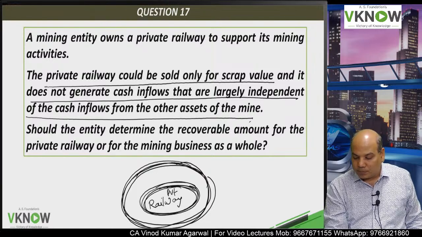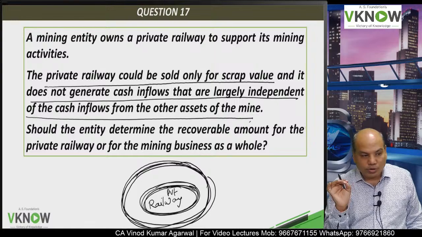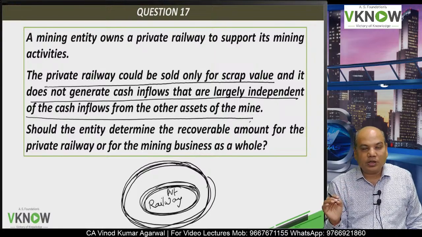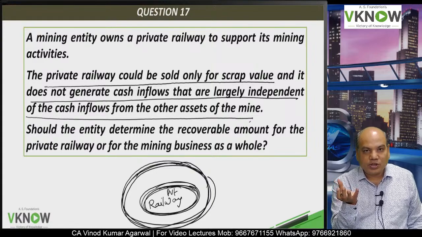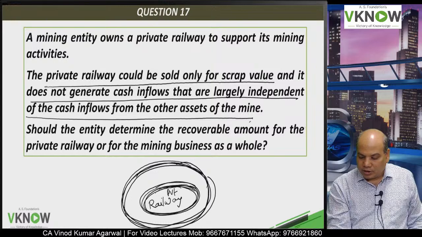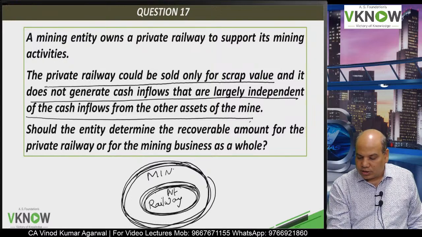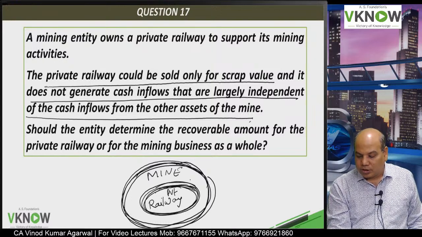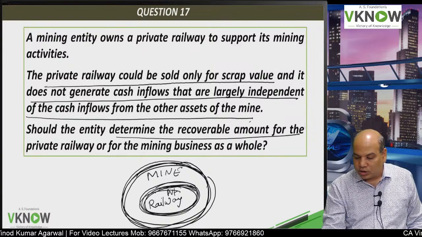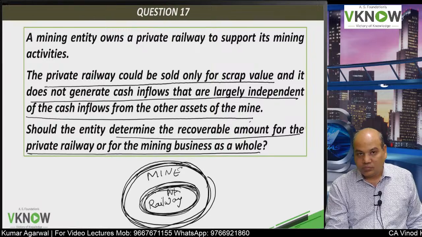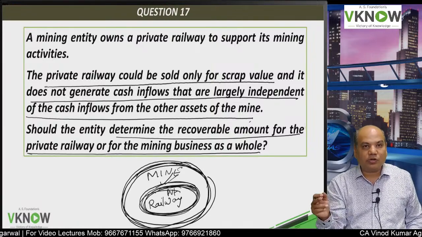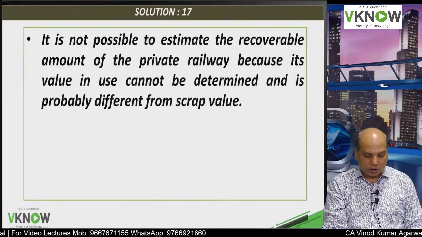So you can't compute the value in use of this private railway. So what will be the basis for computing impairment loss? Private railway or the entire mine? Whether you will compute the recoverable amount of the private railway or the entire mine? The answer is it will be the entire mine, because the private railway does not generate independent cash flow.